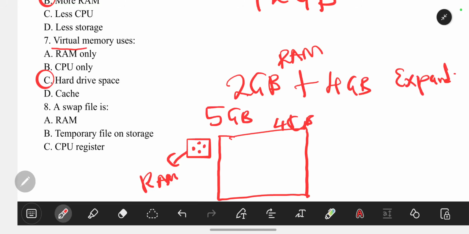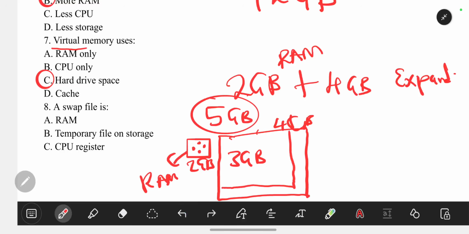So you will be able to access this game that requires 5 GB by using the 2 GB from RAM plus the 3 GB from the external storage. By using that amount of data, you are able to play the game you require. So this virtual RAM is stored in the hard disk space.